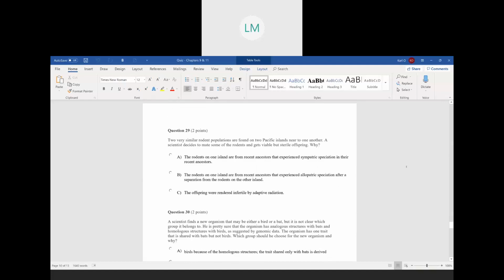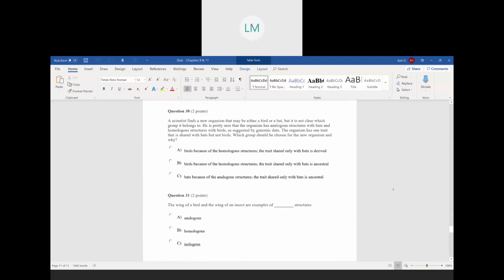Question 29, two very similar rodent populations are found on two Pacific islands near one another. A scientist decides to mate some of the rodents and gets viable but sterile offspring. Why is this the case? So we've got a couple of options here. We've got sympatric speciation, we've got allopatric speciation, we have adaptive radiation. Anytime we're talking about speciation, if it's sympatric, there is no geographic isolation, but with allopatric speciation, there is geographic isolation. And the reason that when these rodents are mated together their offspring are sterile is because they have finished the speciation process. They are two different species now as a result of allopatric speciation.